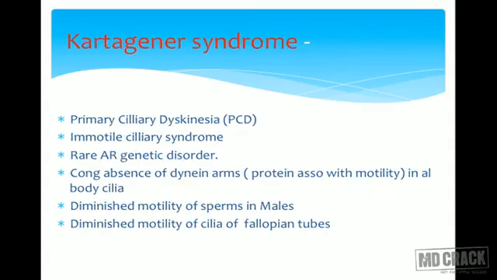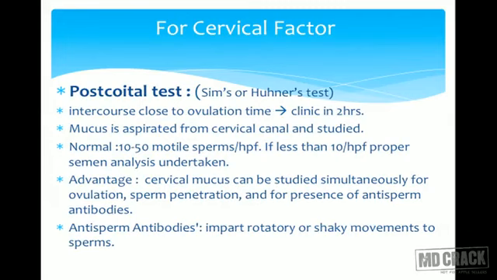Now remember this syndrome from your exam point of view, Kartagener syndrome. This is seen in both. There can be primary ciliary dyskinesia, immotile ciliary syndrome, meaning whatever the functional ability of the cilia of the fallopian tube is lost. It is an autosomal recessive genetic disorder, and there is decreased motility seen in sperms in males, and in females decreased motility of the cilia of the fallopian tube.